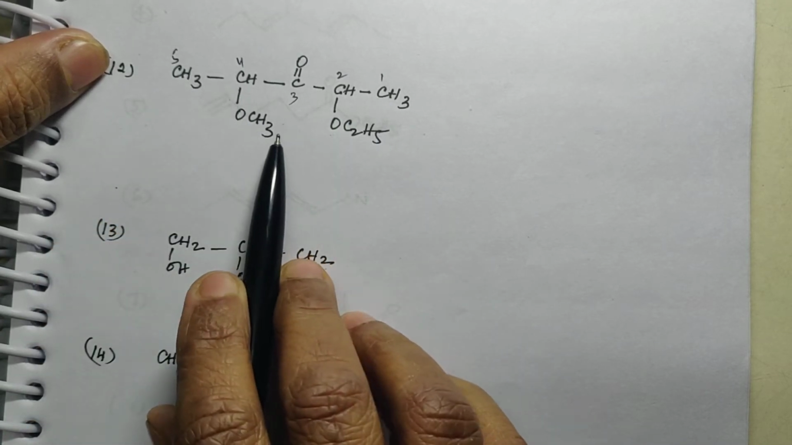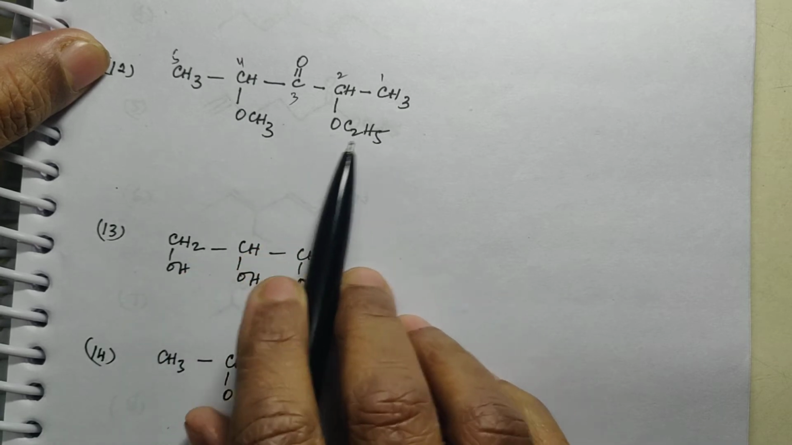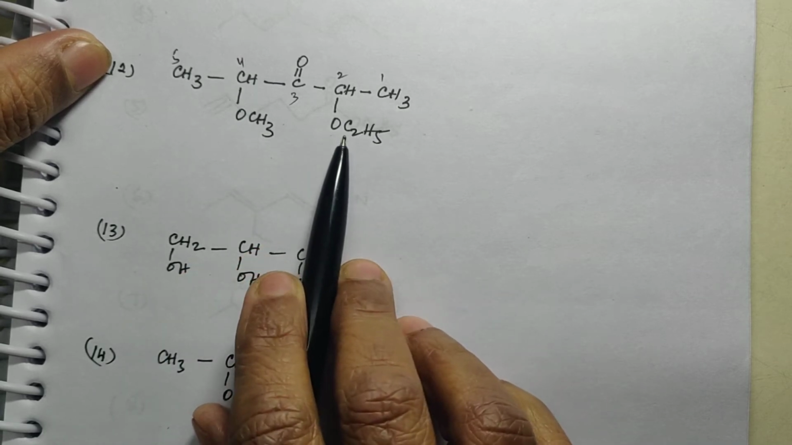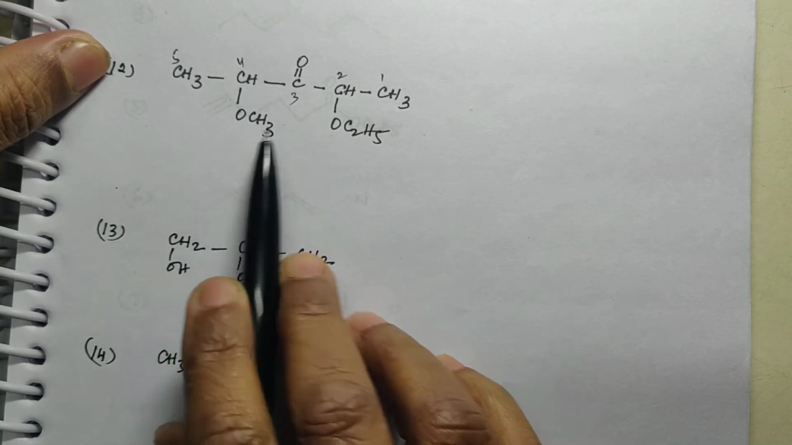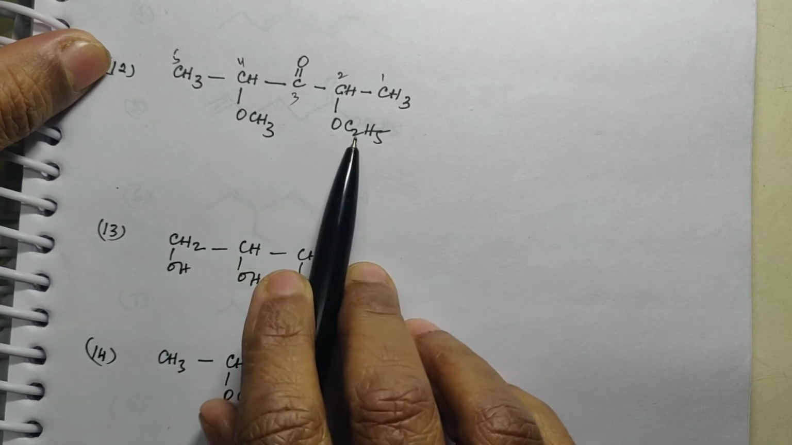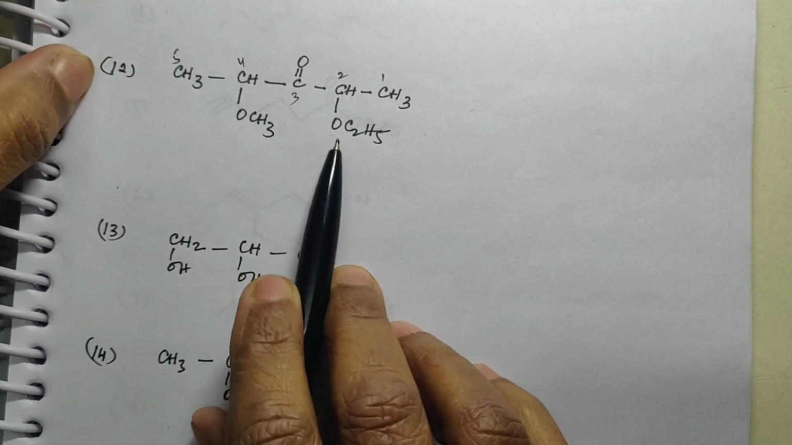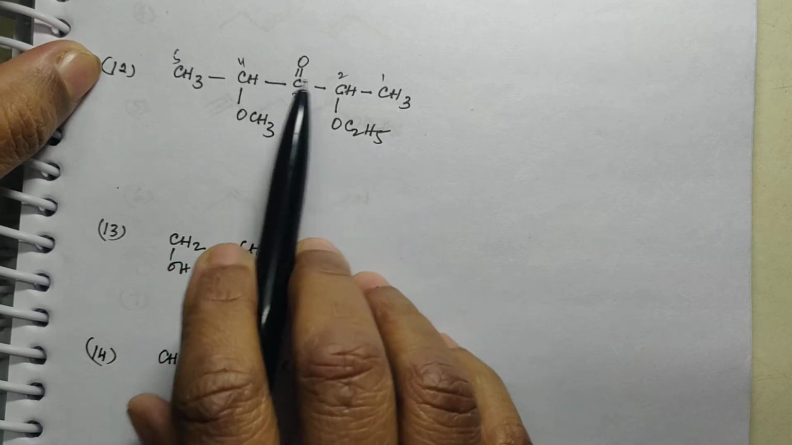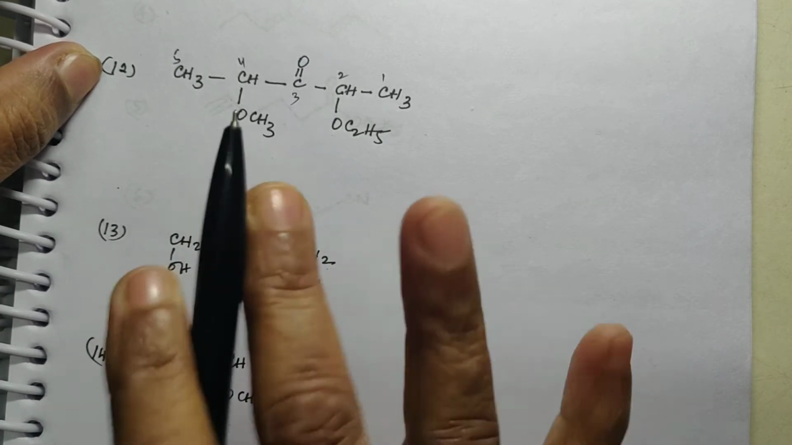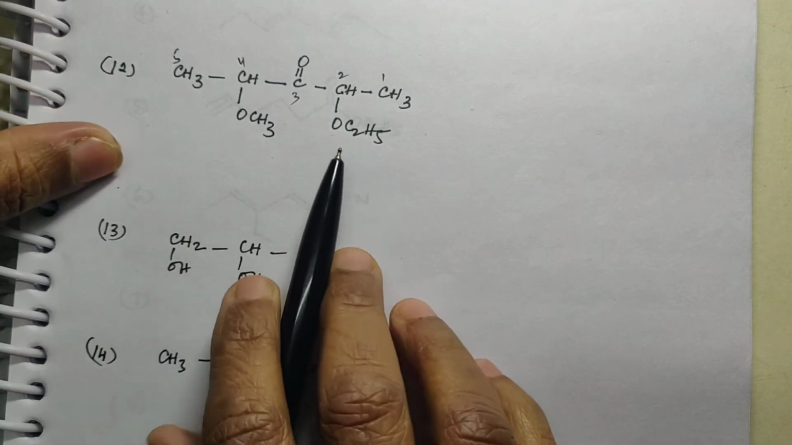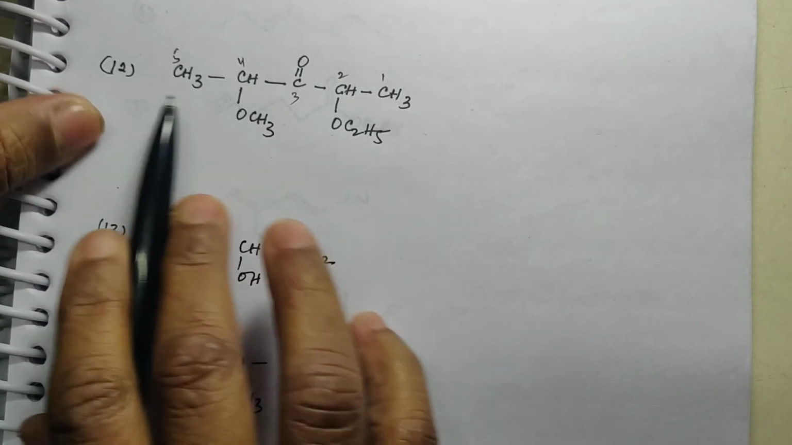Now here this is methoxy, this is ethoxy. So here E comes first, alphabetical order. When two equivalent groups are there, then you have to arrange them in the alphabetical order, provided the functional group has no effect on it. So here you will number it from this end.